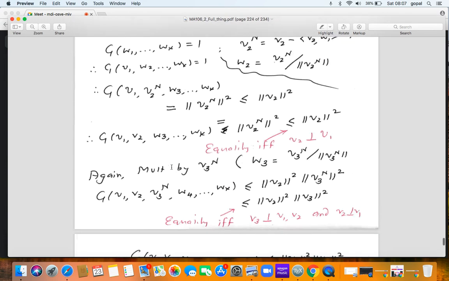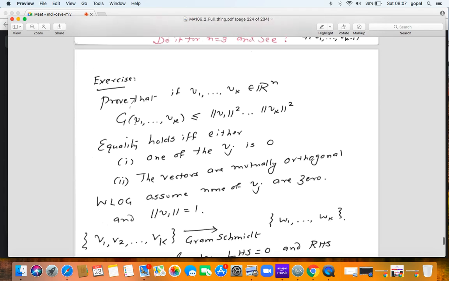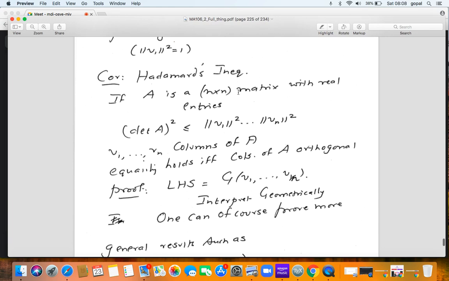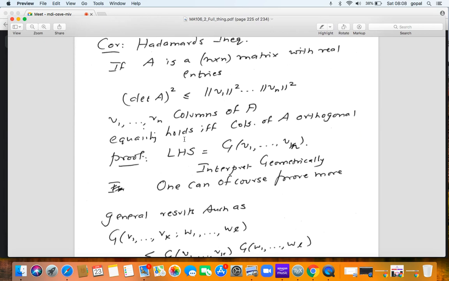A very special case is when k is n, when there are n vectors in Rn. Then what you do is take the vectors v1, v2, ..., vn together and make an n cross n matrix. And the Gramian is simply the determinant of the matrix squared. That is a noteworthy special case. If A is an n cross n matrix with real entries, then determinant of A squared is the determinant of A A transpose, namely the Gramian of the columns V1, V2, ..., Vn. By the previous inequality, the determinant of A squared is less than or equal to norm V1 squared times ... times norm Vn squared, where V1, V2, ..., Vn are the columns of A. Equality holds if and only if the columns are orthogonal or one of the vectors is 0. And I have already given you the geometrical interpretation of this.